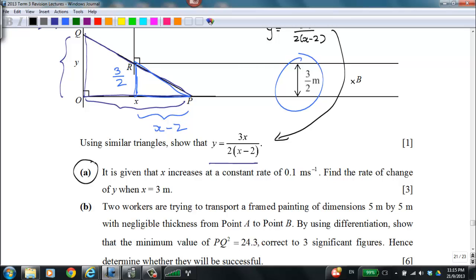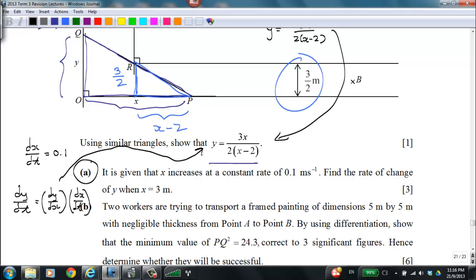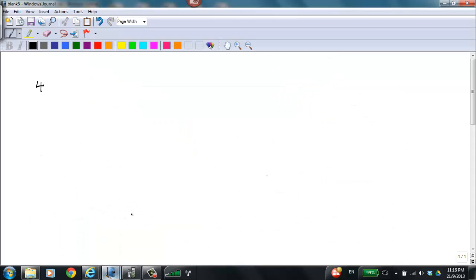Once this is done, now we can do part A. We are given that x is increased at a constant rate of 0.1 meter per second. This is telling you that we know dx/dt. And this question is dealing with rate of change. So we have to find the rate of y when x equals 3 meters. This is what we want, this is what we have, which means that the chain rule that we need will be something like this: dy/dt equals dy/dx times dx/dt. So the very first thing is we need to find dy/dx, and we can find dy/dx using the equation that we got earlier on.